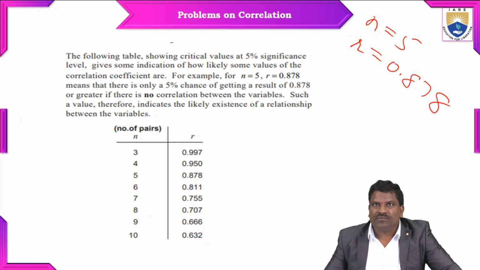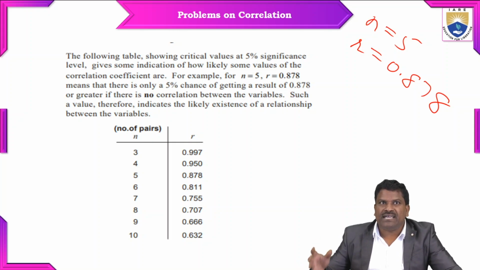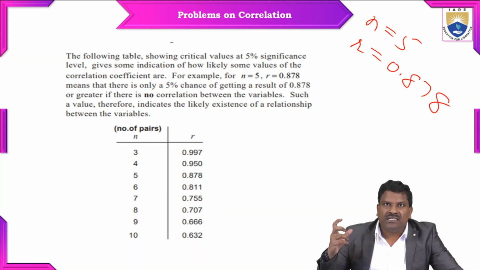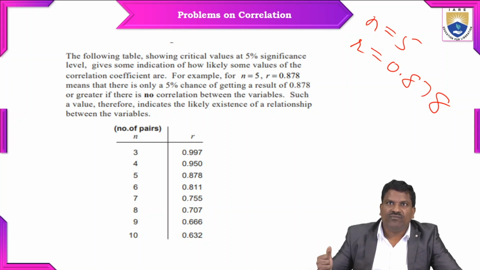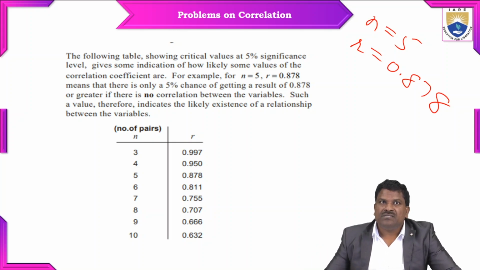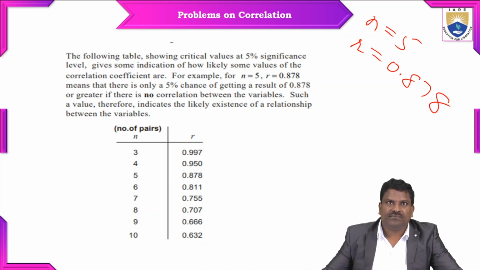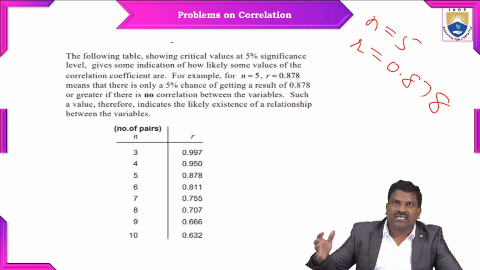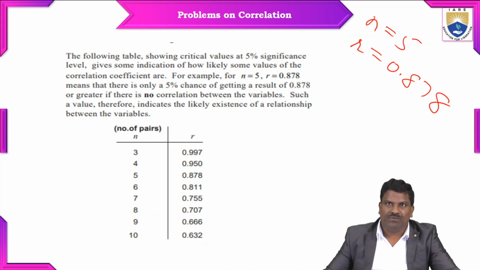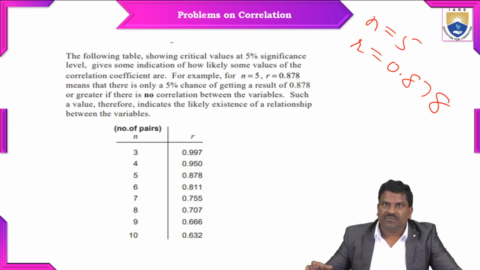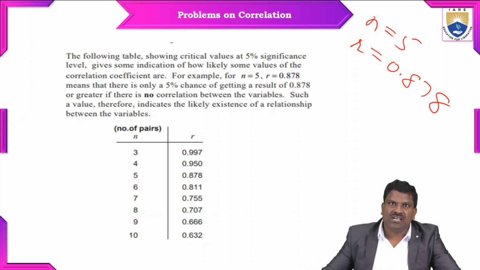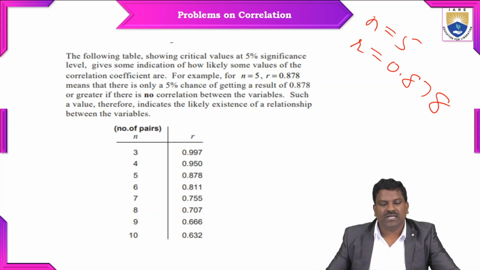N is equal to 5. R is equal to 0.878 means there is only a 5% chance of getting a result of 0.878 or greater if there is no correlation between the variables. Such a value therefore indicates the likely existence of a relationship between the variables.